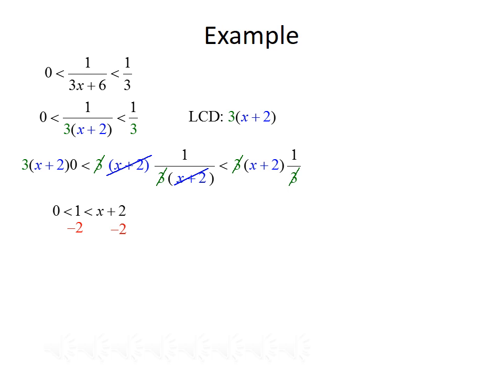We subtract 2 from both sides of the equation, and we're left with negative 1 is less than x, which if we write in interval notation will be open parenthesis negative 1 comma infinity, close parenthesis.